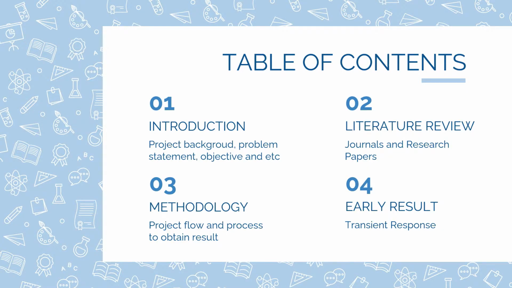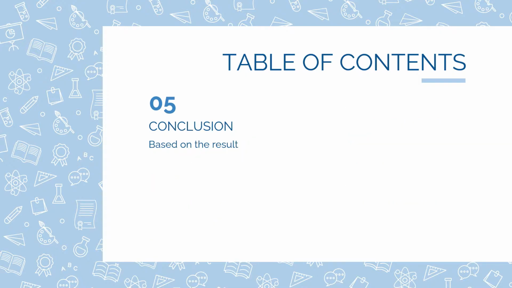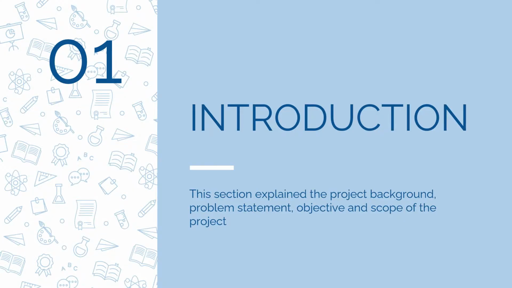This slide will be divided into 5 sections, which are Introduction, Literature Review, Methodology, Early Result, and Conclusion. The introduction will explain the project background, problem statement, objective, and the scope of the project.